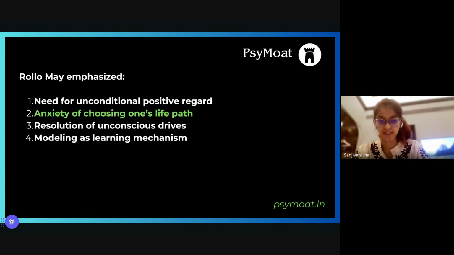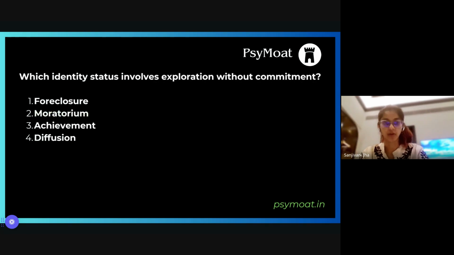Anxiety of choosing one's path. Unconditional positive regard is Rogers. Resolution of unconscious drives is psychodynamic, Freud. Modeling is Bandura.